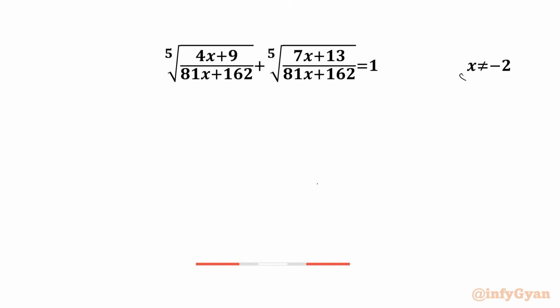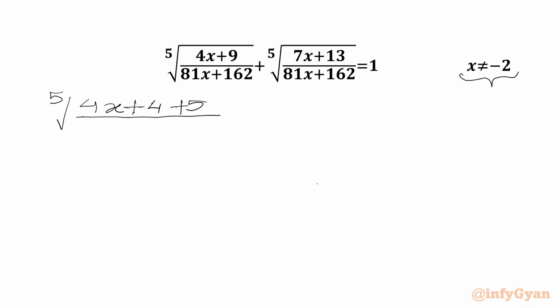Here x cannot be equal to -2 and we have to find all real solutions. So let's get started by writing our equation. Fifth root of 4x plus 9 can be written as 4x plus 4 plus 5.